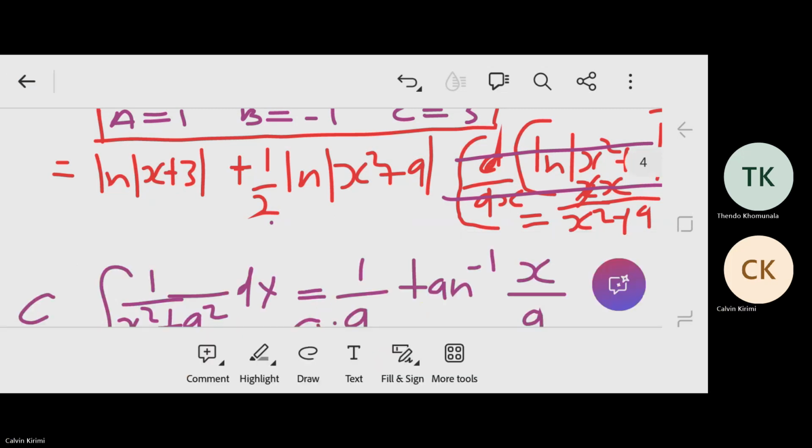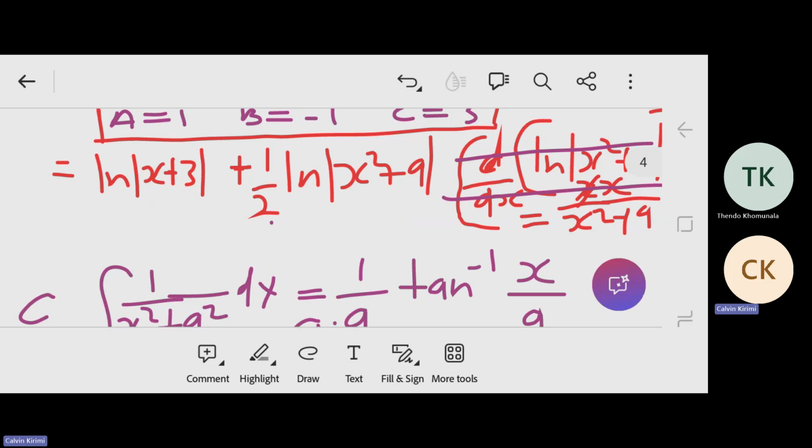Then say again, C, B, and the C. So B was negative x over x squared plus 9. It was a negative, that is a negative B. Then also the sign has to be a negative sign.